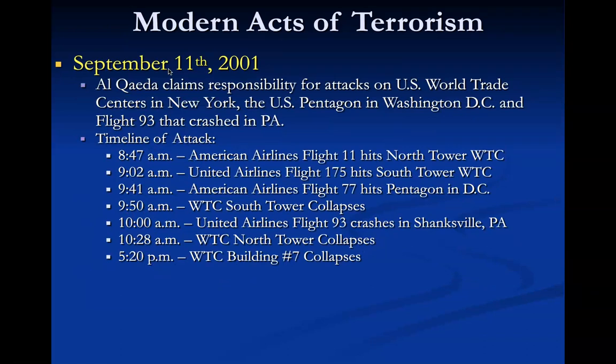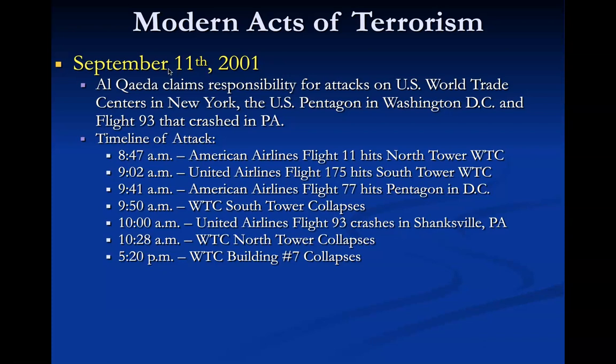September 11th, 2001. Al-Qaeda claims responsibility for the attack on the U.S. World Trade Center in New York, the Pentagon in Washington, D.C., and Flight 93 that crashed in Pennsylvania. We are not sure if Flight 93 was going to go for the White House or the Capitol building, but we knew they were headed towards D.C. So, here is a timeline of the attacks.